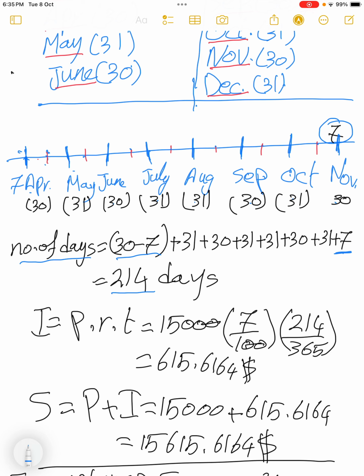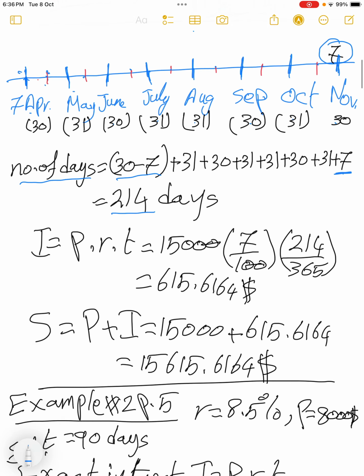I equals B multiplied by R multiplied by T. You will have here, since the time is in days, this is why we will divide by 365, unless he said to me ordinary year, then you will divide by 360. And the interest is $615.6164. The accumulated amount is B plus I, you will have this number.